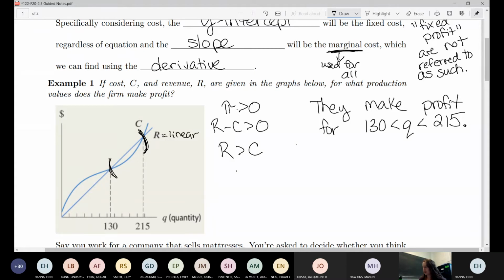Alrighty. Couple more seconds before I scroll down. Okay.